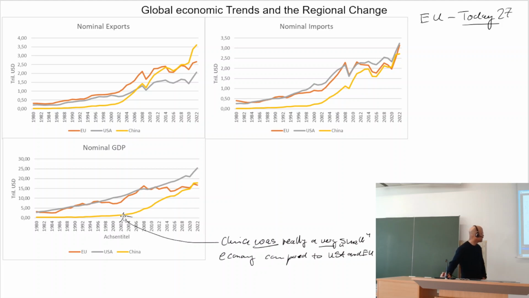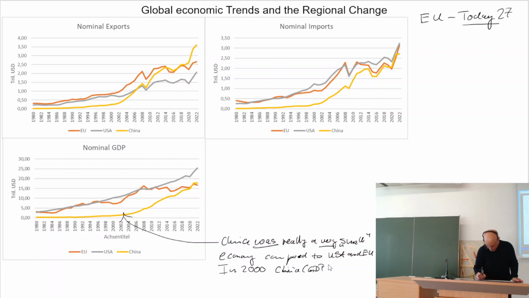So as I mentioned, I think it was in 2000, China's GDP approximately had an amount of the GDP of Italy. And then you see here this very steep increase of China.